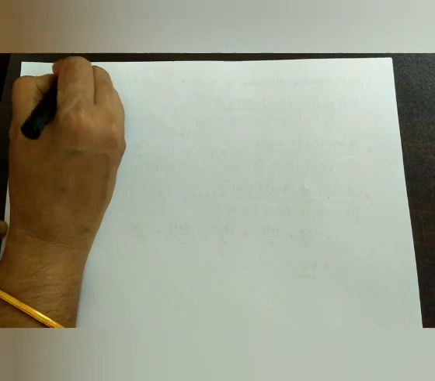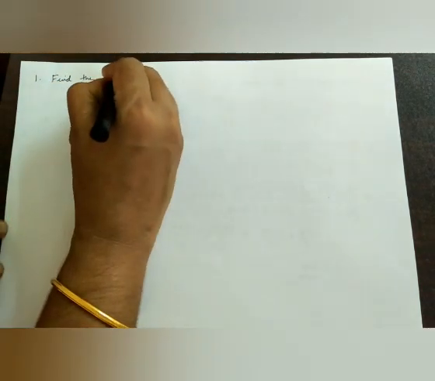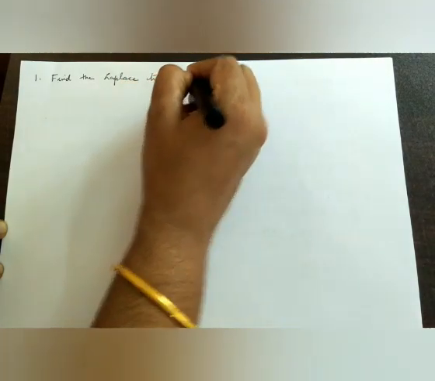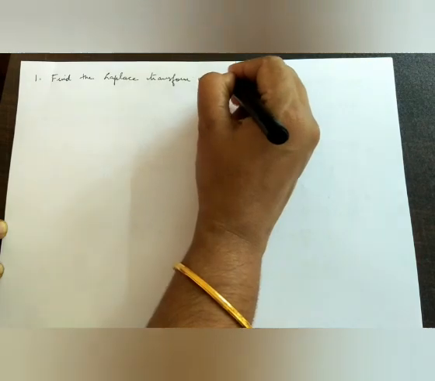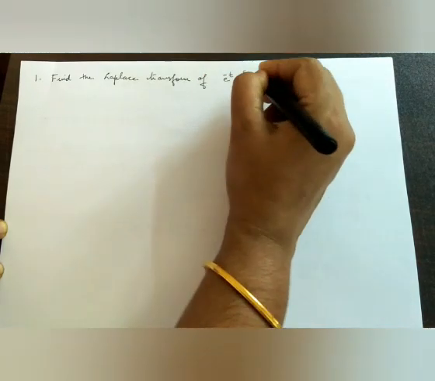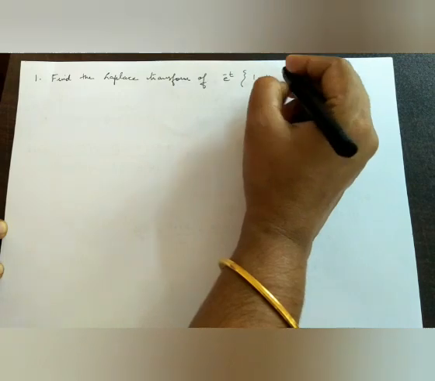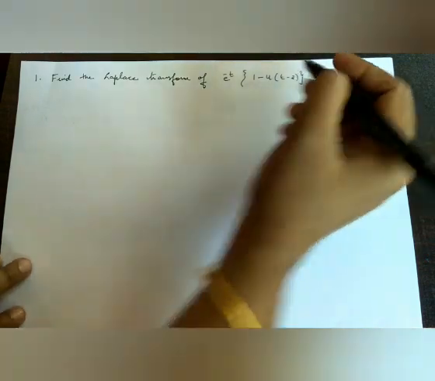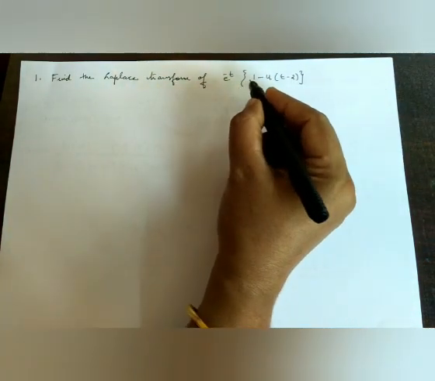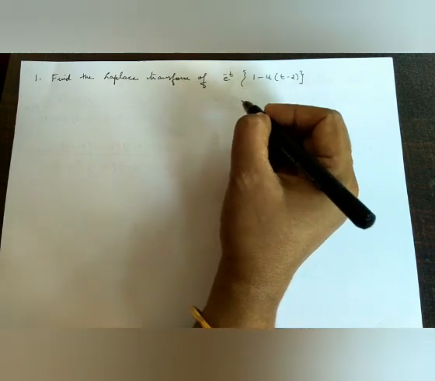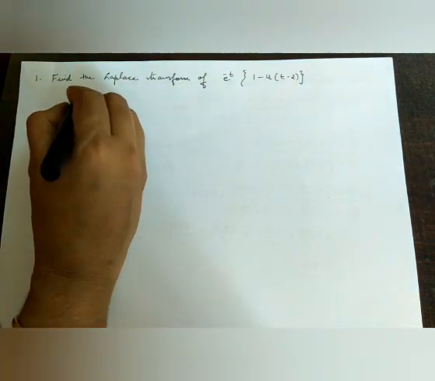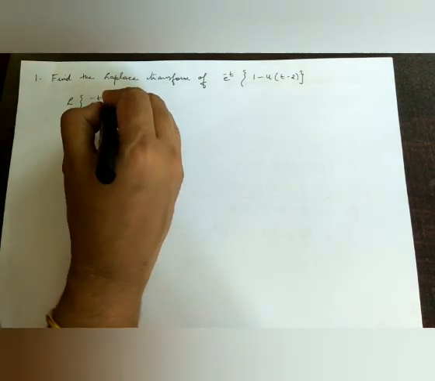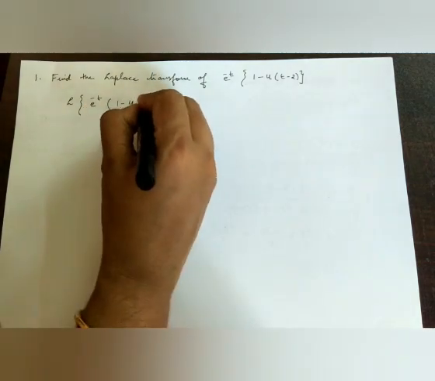Now the problems. Find the Laplace transform of e raised to minus t into 1 minus u of t minus 2. The question is the Laplace transform of e raised to minus t into 1 minus u of t minus 2.